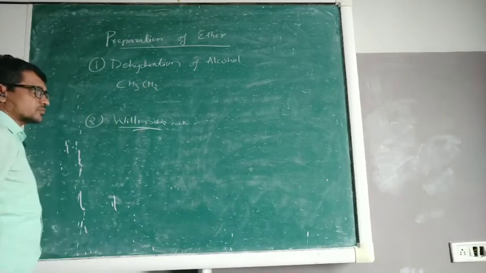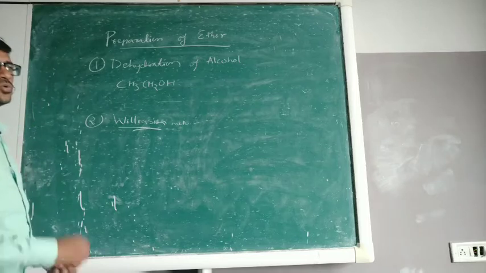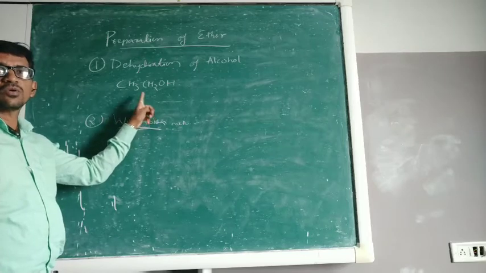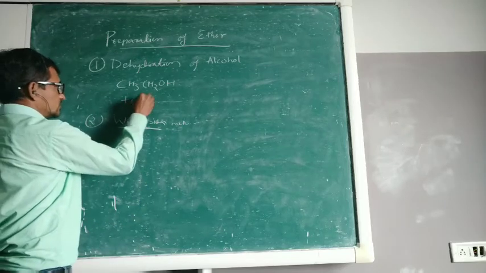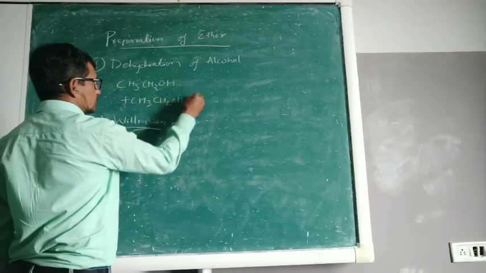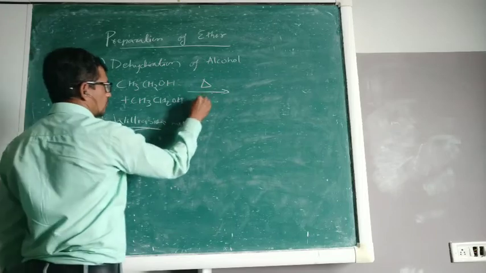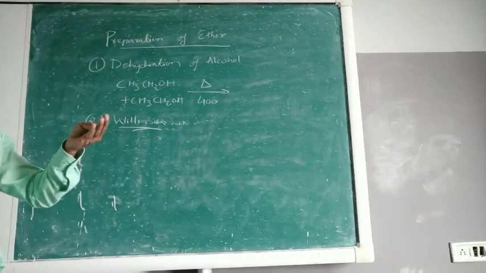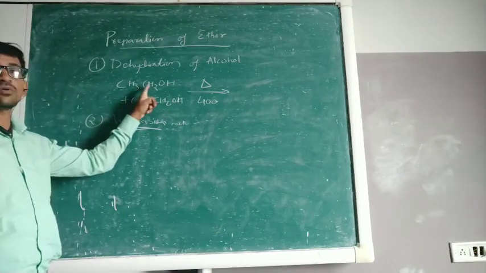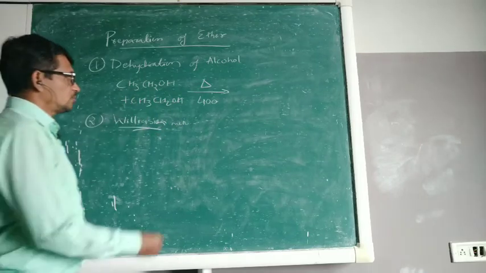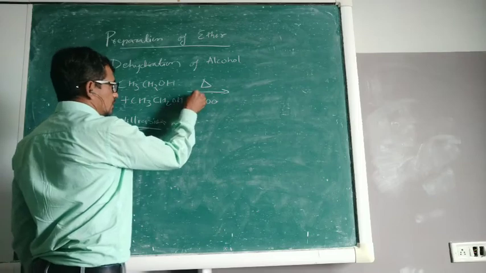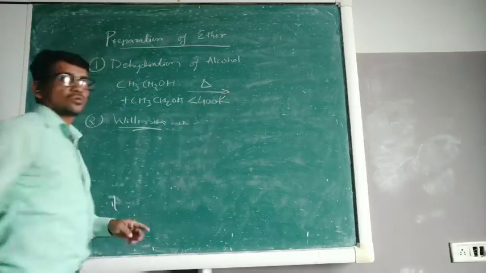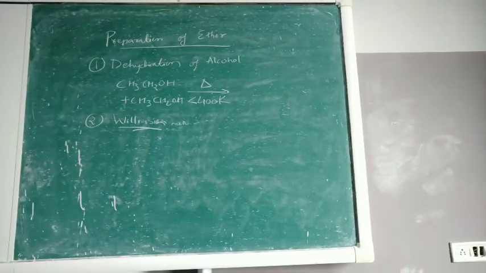CH3CH2OH. So here you have to take two molecules. Dehydration always take place two molecules of alcohol. So this plus again CH3CH2OH. You heat it at 400 Kelvin. Above 450 or 440, instead of dehydration take place from same compound and alkene is formed. So temperature will be what? Again remember, less than 400 Kelvin. If it is more than 450, 440 onwards, then alkene will be.